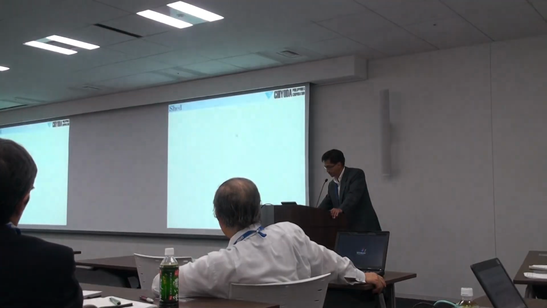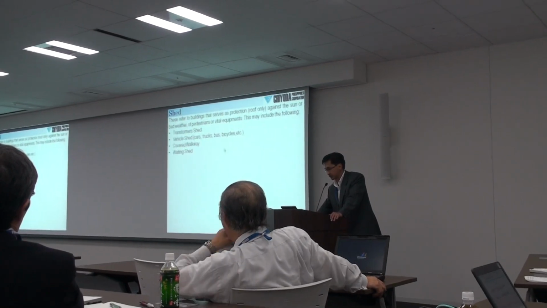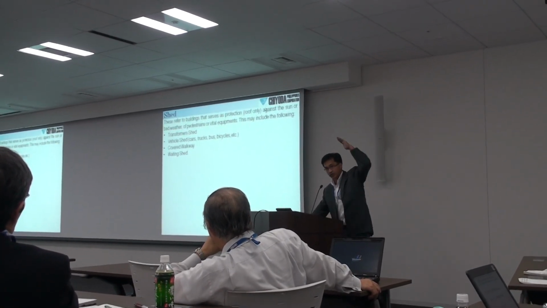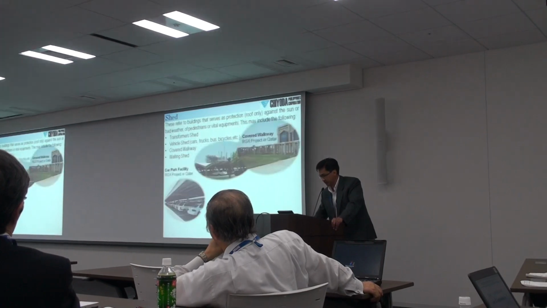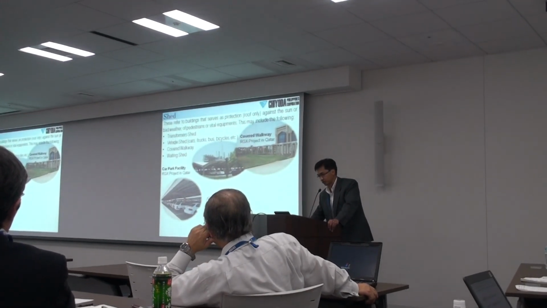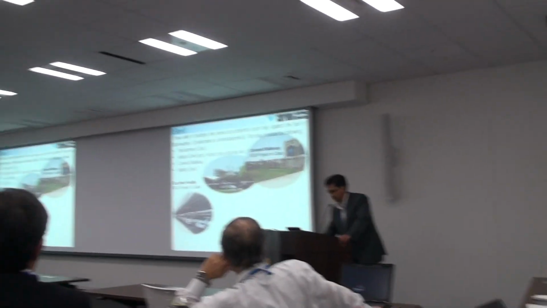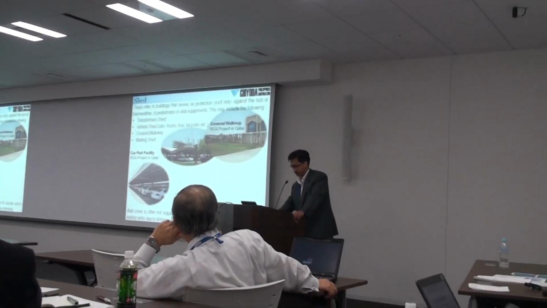Then the shed. A shed is the most simple type of building. It provides protection, a roof only, against the bad weather. Examples are a transformer shed, vehicle shed, or car park facility, covered walkway, and waiting shed.